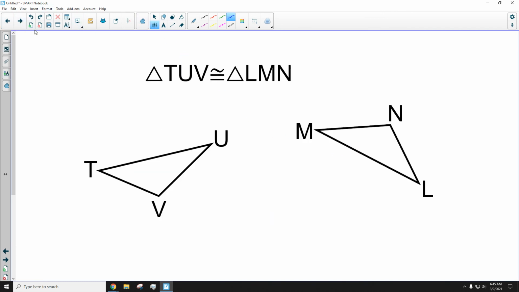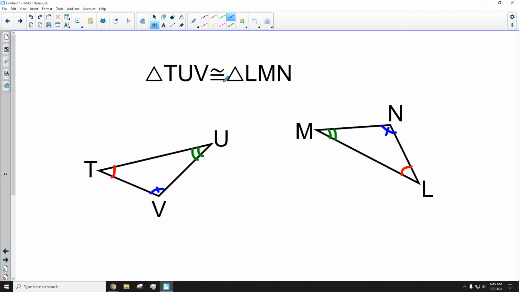All right, the next one, we're going to take a look at the angles. So the first letter of each shape, or each triangle, is T and L. So that means T gets marked with 1 hoop. So does L. So those 2 are congruent. They have the same measure. The next letter is U and M. So we got U and M. And then last one is V and N. Just like that, we've marked our angles.